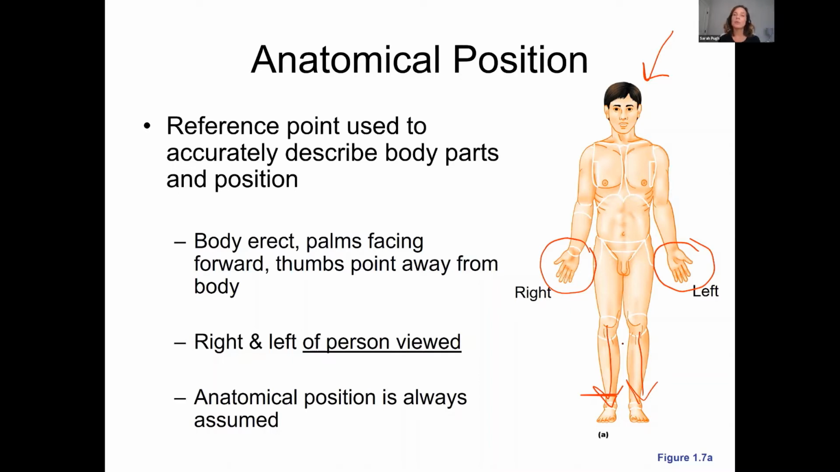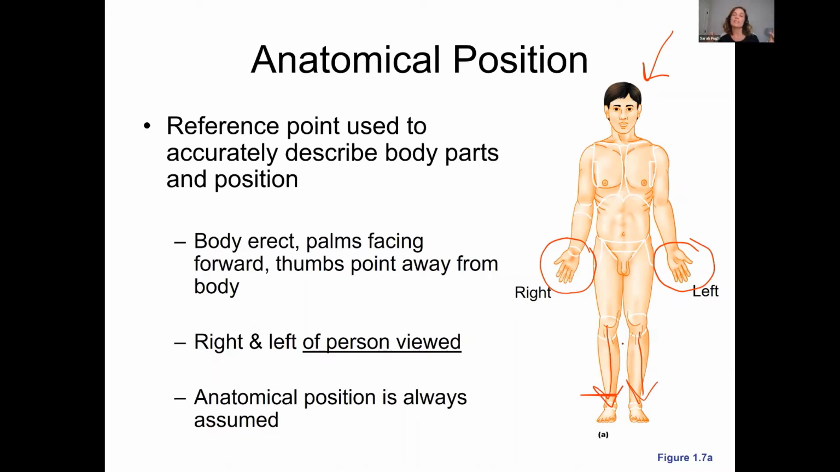Now, one thing I want to point out is that, especially when you use the terms right and left in anatomy, we are always talking about the right and left of the patient or the person that we're viewing. So when you look at this image, the right that's labeled is the patient's right. It's not your right. And that's really important. If you think about a hospital setting, if doctors are going to amputate the right leg, you want to make sure it's the patient's right leg, not the one that's on the right side for the doctor.